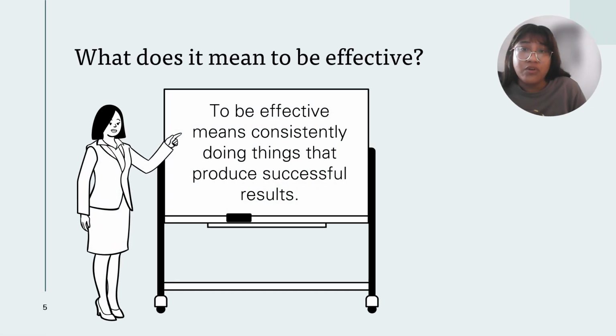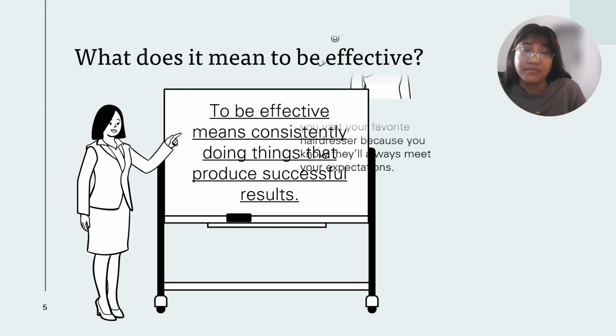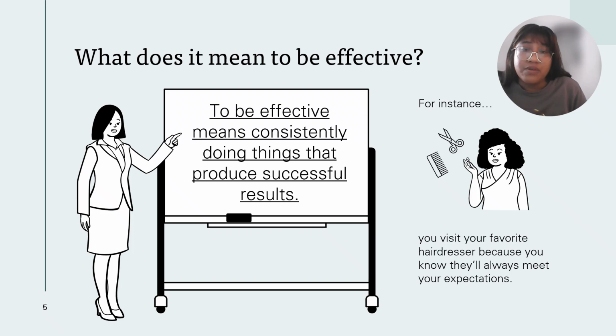All right, so before we go over what it means to be an effective teacher, let's define what it means to be effective. So, to be effective means doing things right consistently to produce successful results. An example of someone being effective is your favorite hairdresser. You tend to visit them because you know that they'll always meet your expectations and how you want your hair to be cut or fixed.